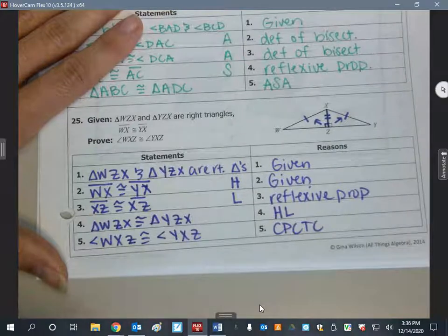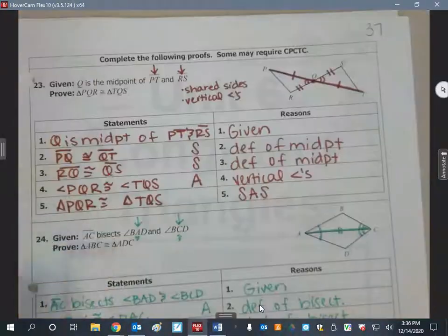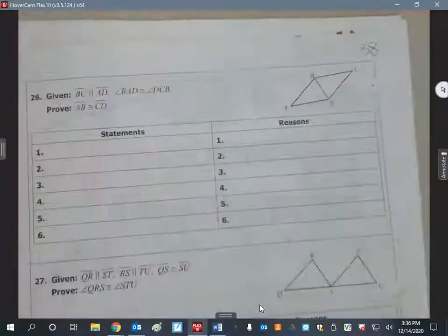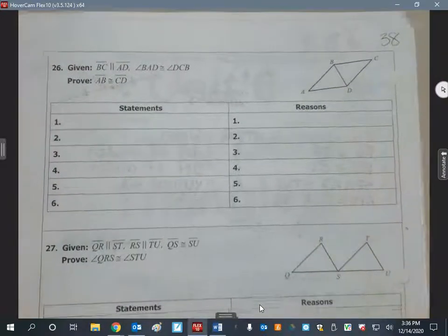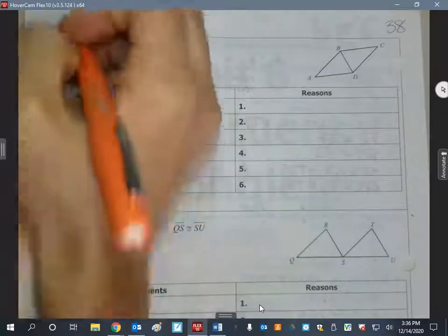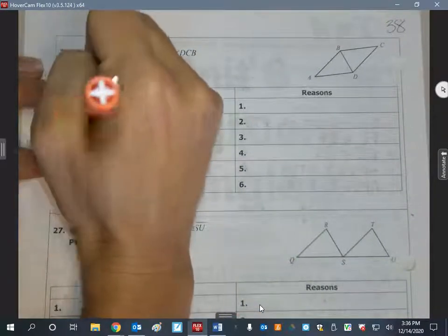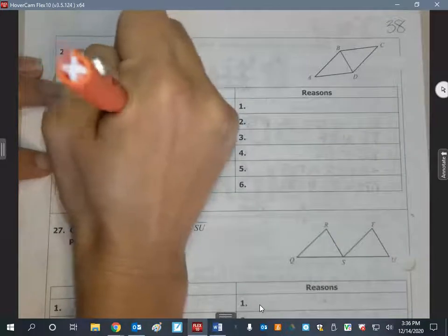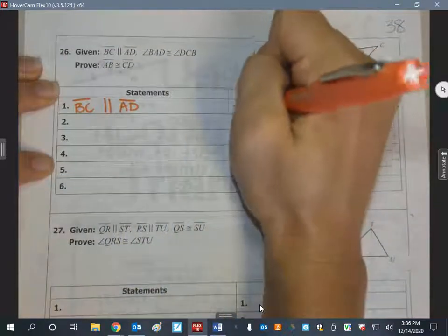Just a few more to go. Two more to be exact. All right, 26. First is our given. BC is parallel to AD, and that is given.